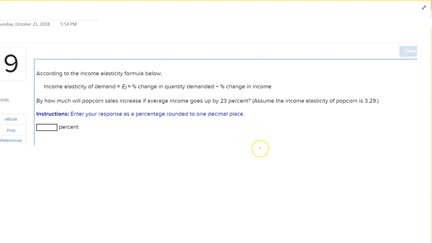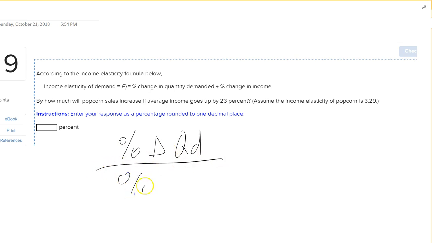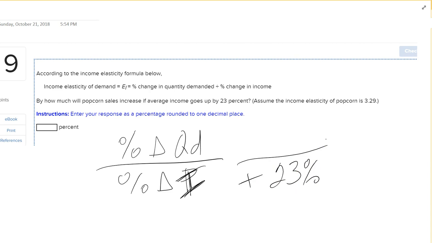So in this case, we're talking about income elasticity. And so here's the formula for income elasticity. It's percent change in quantity demanded in response to the percent change in price, or excuse me, in income in this case. Sorry about that. Not price, income. And we've already been given the income increase of 23%, so that's going to go on the bottom. We don't know how much. That's the question we're going to answer on top, the percent change in quantity. And we have that income elasticity calculation of 3.29.